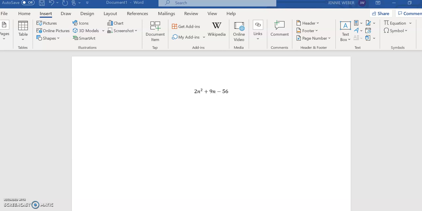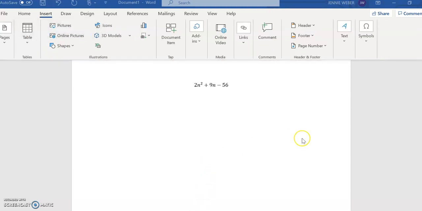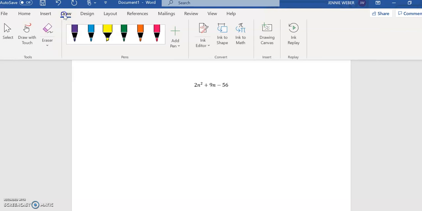Okay, let's go over how to factor. And as I said, I'm going to stick to the AC method. If you want to see another method, let me know, but this is the one most students are being taught today and the one I see most used.